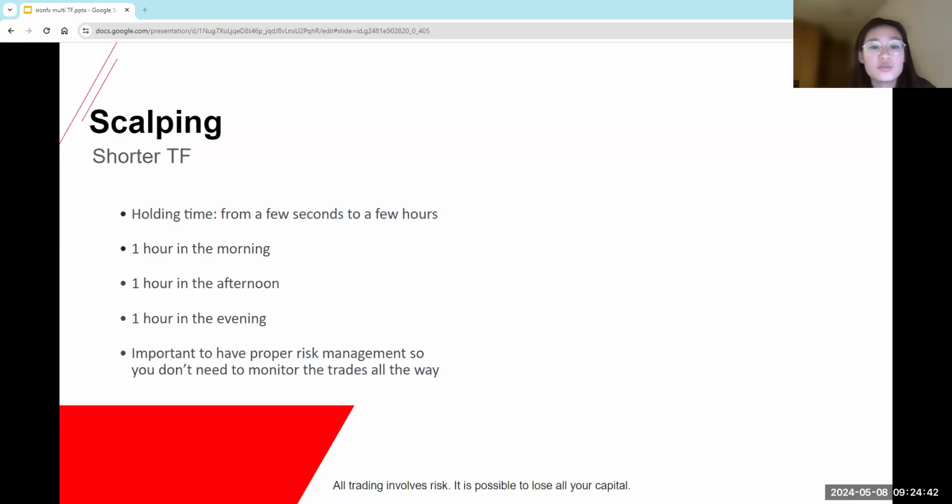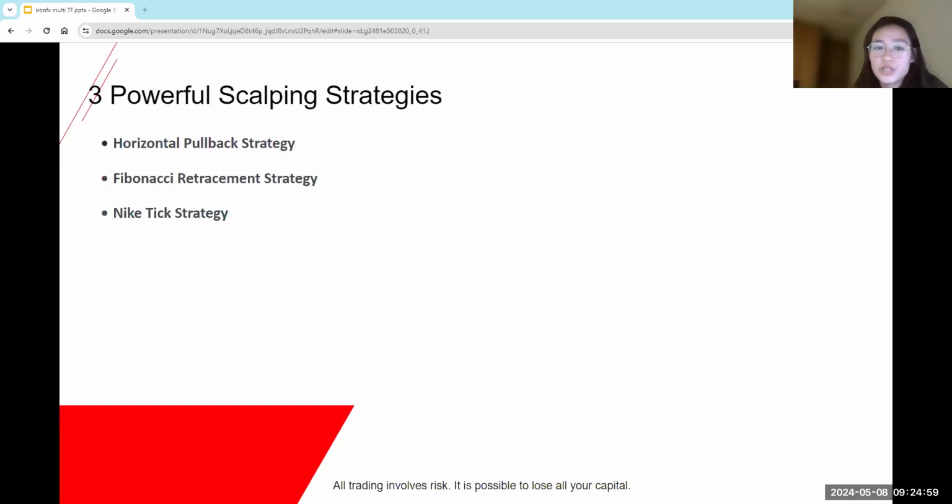Okay, and it would typically be an hour in the morning, an hour in the afternoon, and an hour in the evening. So it's important to have proper risk management so that you don't need to monitor the trades all the way. Okay, so let's look at some scalping strategies now.